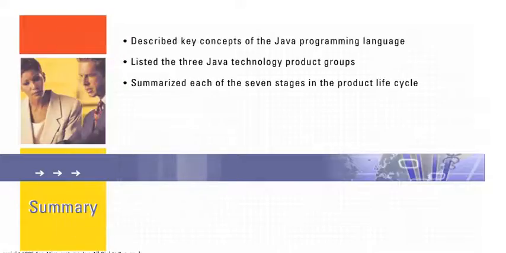In this module, we described the key concepts of the Java programming language, such as it's object-oriented, it has multi-threading capabilities, and it has security built in. We also identified the 3 Java technology product groups, the J2SE, the J2EE, and the J2ME. Lastly, we summarized each of the 7 stages in the product lifecycle, including the analysis and design stages.